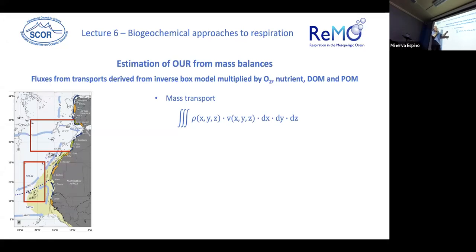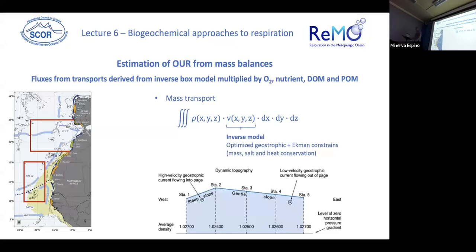And here the idea is just first to calculate the mass transport. How much water is entering, how many sverdrups are coming here, and going out there. In each layer, at least the surface layer and the mesopelagic layer, which is the one in which we are interested now. So the first step is calculating the mass transport. The normal way of doing this is making an optimized geostrophic plus Ekman constraint calculation.